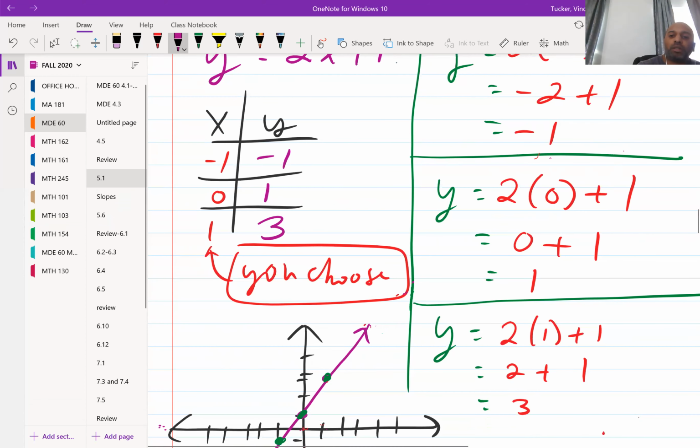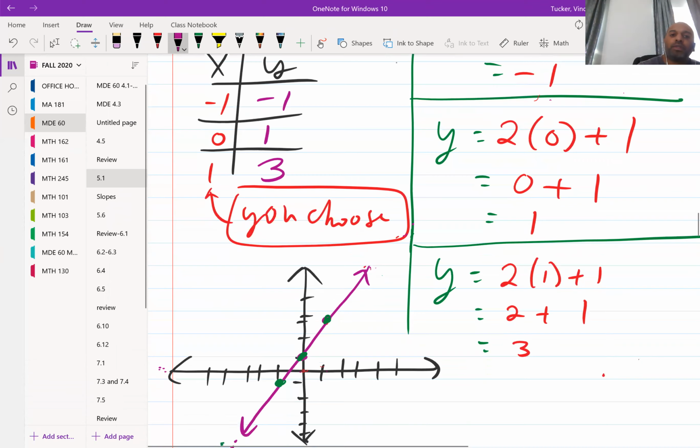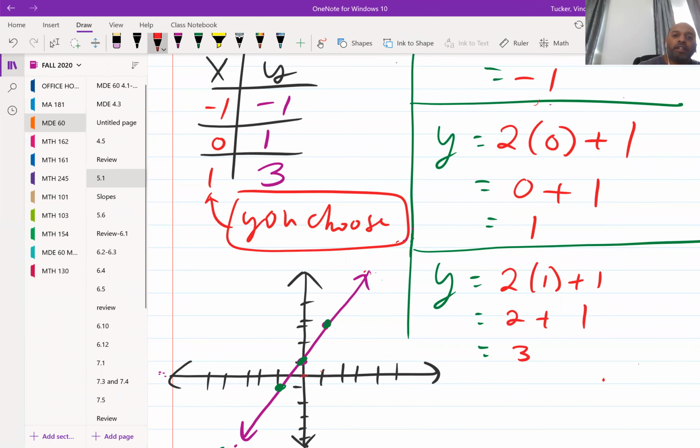All right. So now you graph those 3 points. (-1, -1). So I go to the left one. Always go back to your origin. Start at your origin, excuse me. Go to the left one, down 1. So that's this point down here. (0, 1). So I go nowhere for x, but I go up 1. So that's the point right here. And then go to the right one, up 3. And that's this point right here. Connect your dots, and you have your line.